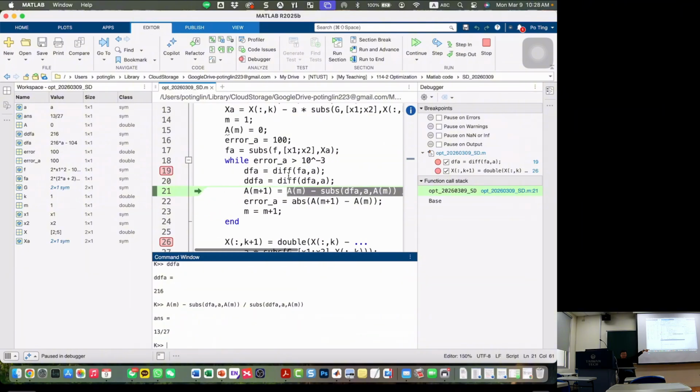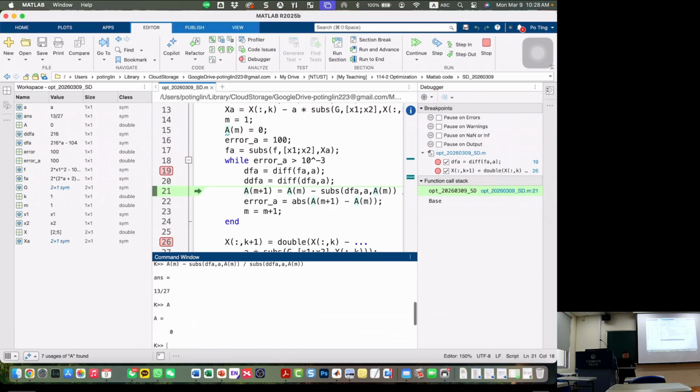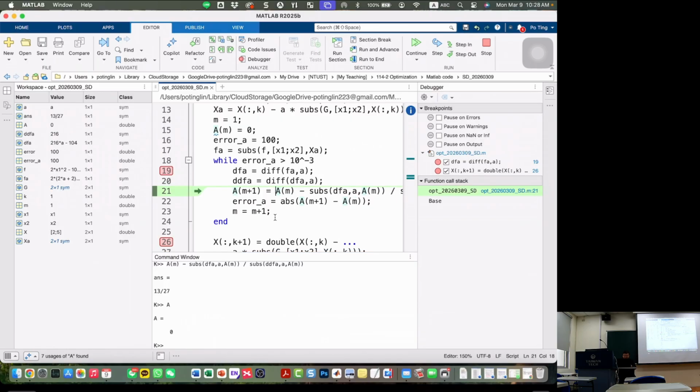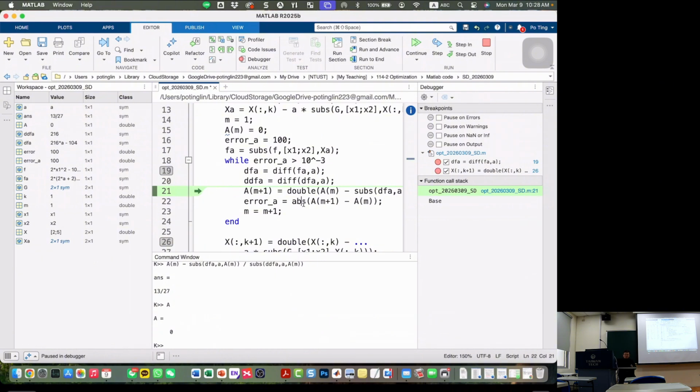Okay? But I think I need to double it. Do I? A is... oh, I haven't run the code. I need to double it. Double this line because my A is double. Okay. So should be fine. Let's run the code.